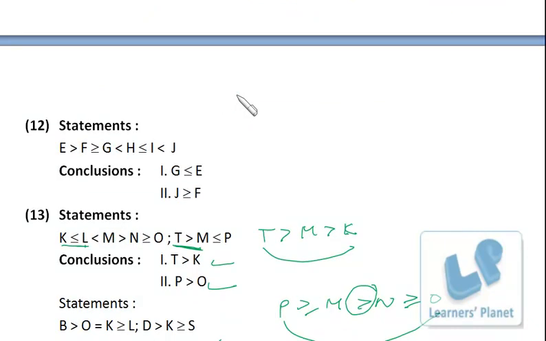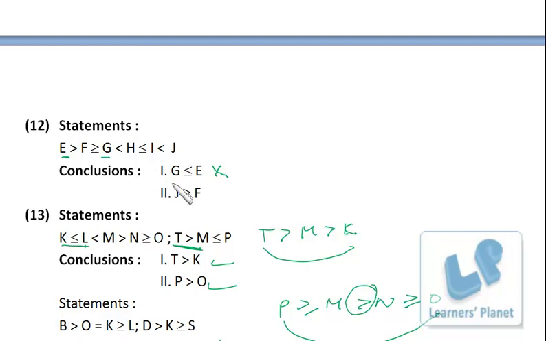Similarly, if you don't want to assume numbers over here, you can make the direct comparison. Here we have to compare between G and E. So G and E, definitely G is less than or equal to E. At max F and G are equal, but E is definitely greater than F. So even if F and G are equal, E will be greater than G. And in no case E is equal to G.